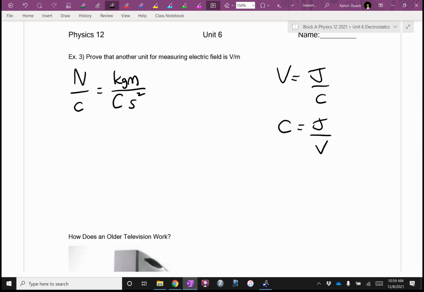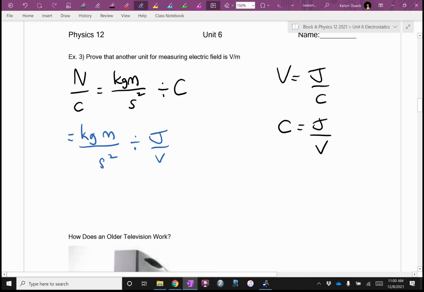F equals what? ma. So there's newtons, and then coulombs is also still in the bottom. By the way, I'm going to write this a little bit differently, as divided by coulombs. Newtons per coulomb. And what did we just say a coulomb was the same as? Joule per volt. So this is going to be the same as kilogram meters per second squared divided by joule per volt.